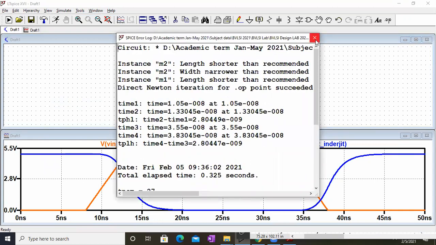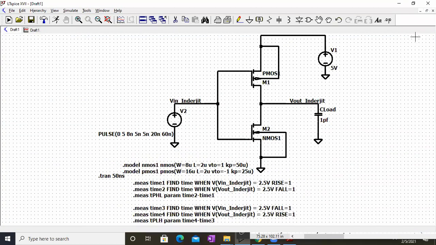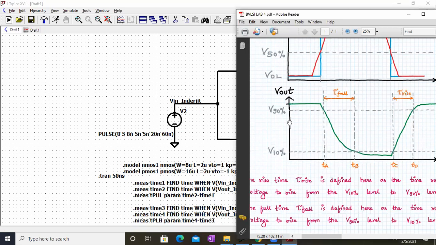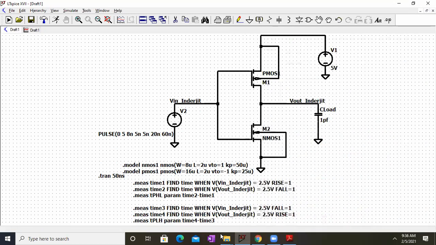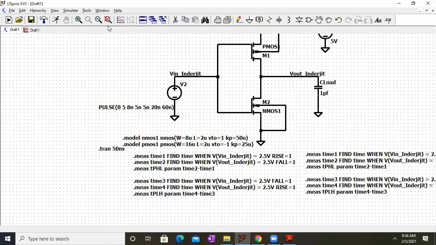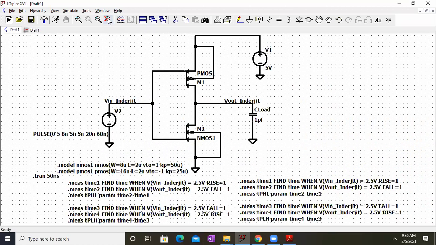And what we can do is, if we want to calculate the rise time and fall time now, the definition is very clear: 90% to 10%. 90% of 5 volt is around 4.5 and 10% is around 0.5 volt. So what we will do is copy the same statements and modify them. I'll place them down over here, and now I'll quickly modify them.